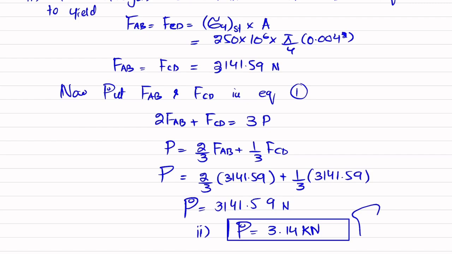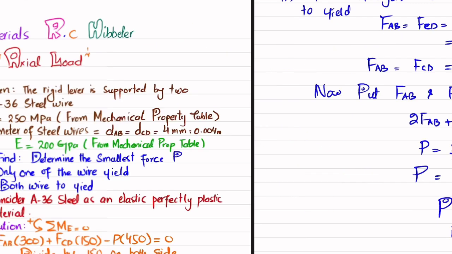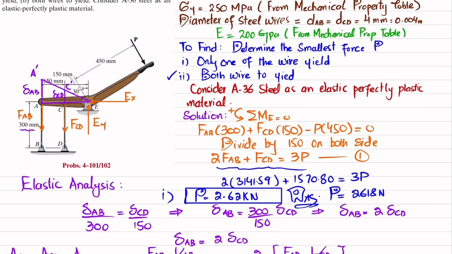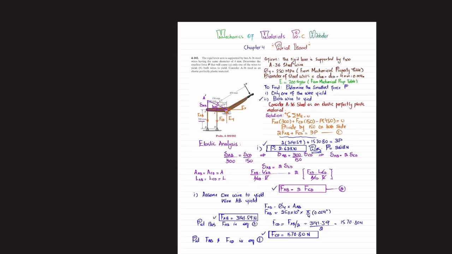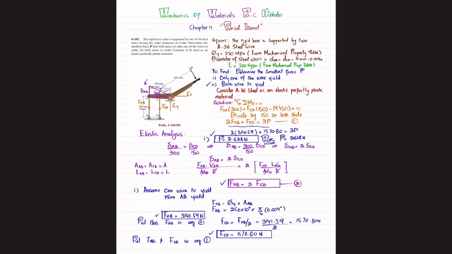For both wires to yield, P should be equal to 3.14 kilonewton, while in the first part P should be equal to 2.62 kilonewton for one wire to yield. And that was all about this problem 4-102.